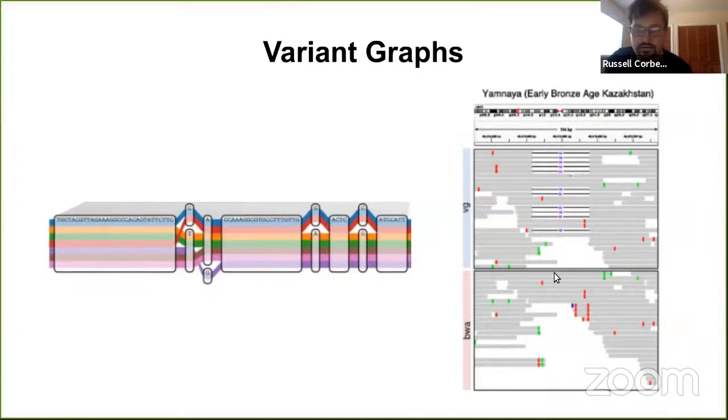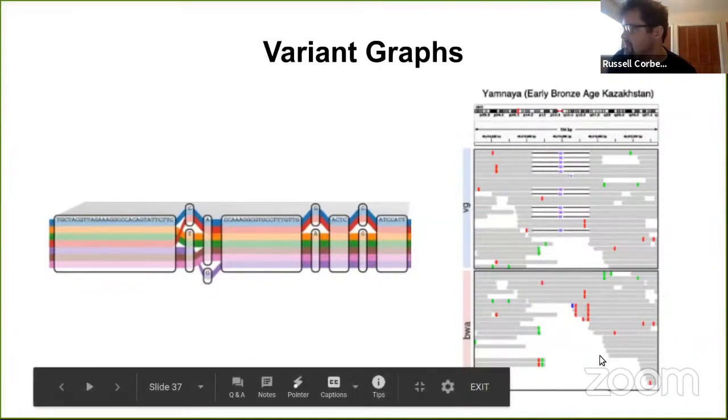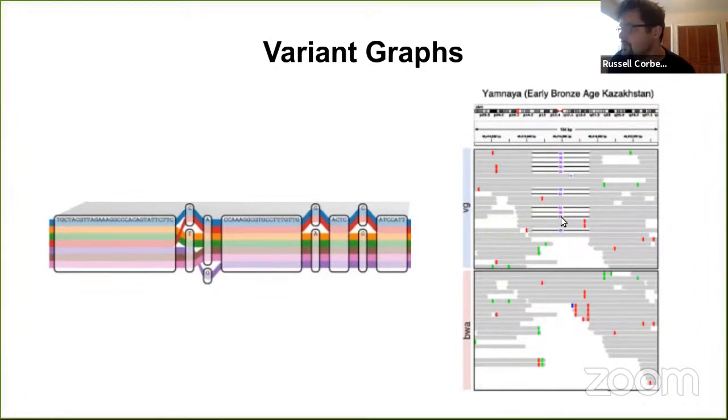When you align those same ancient DNA reads with BWA, you don't get that at all. They don't get aligned to the reference. But with VG, variant graph, you do. You actually see that that indel is represented very cleanly, and it's because we knew about that indel in the first place. So it was possible to align our reads around that sequence without having any major issues.